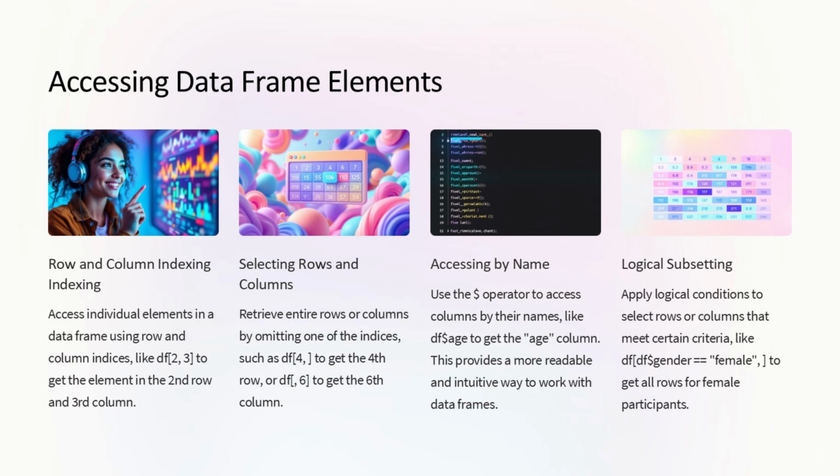We can access individual elements in a data frame using row and column indices, like df[2, 3], to get the element in the second row and third column. To retrieve entire rows or columns, we can omit one of the indices. df[4, ] gets the fourth row, and df[, 6] gets the sixth column. Using the $ operator is a more readable way to access columns by their names, like df$h. We can also apply logical conditions to select rows or columns that meet certain criteria, like df$gender == "female", to get all rows for female participants.